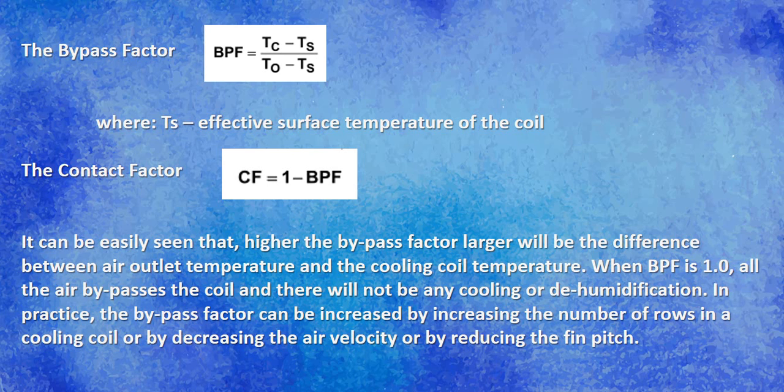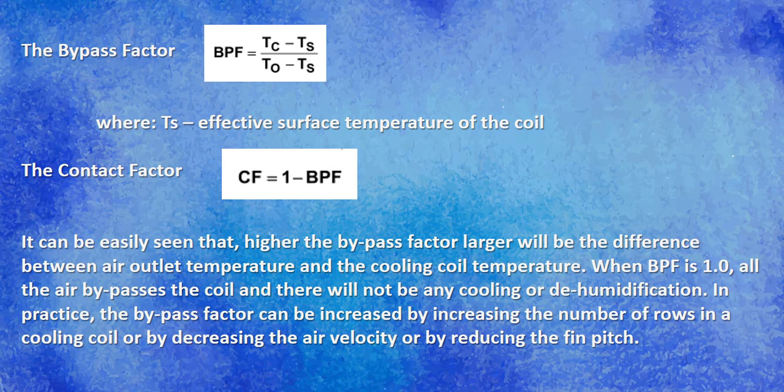Okay, now the bypass factor will use the temperatures only. So you have here the T sub s, the T sub c, and the T sub o. You know already, this is the initial temperature, this is the final dry bulb temperature, and this is your effective surface temperature of the coil, corresponding also to the dew point temperature of your air-water vapor system. We call that the effective surface temperature of the coil.